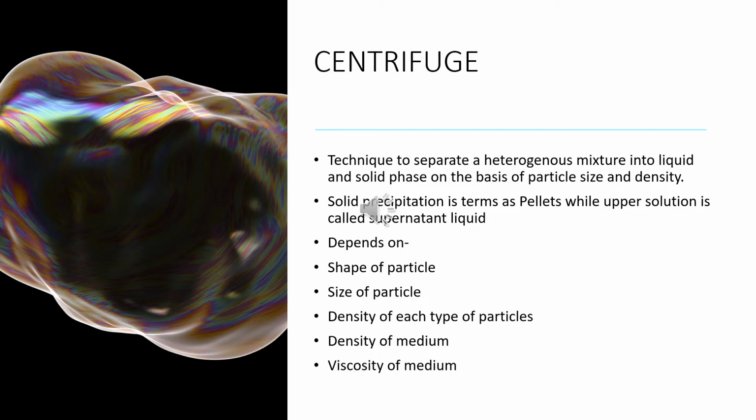Basically, in this technique we speed up the rate of sedimentation of the solid phases by spinning a solid-liquid mixture at high speed, which creates a centrifugal force that acts on the particles and accelerates their settling. The solid precipitate settles to the bottom of the test tube, called the pellet, and the upper solution is called the centrifugate, which lies on the supernatant liquid.